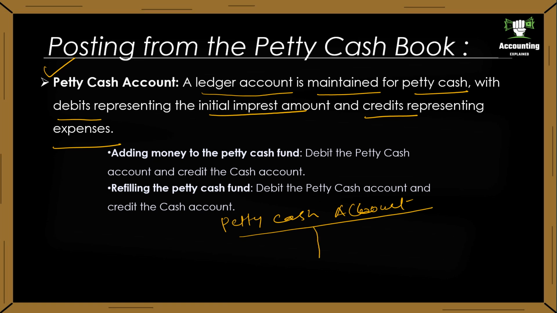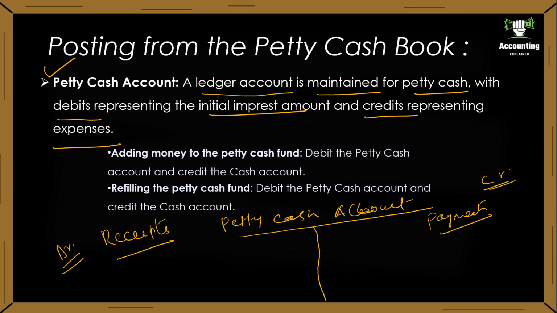This is similar to our cash account. On the left side, all the receipts will be entered. On the right side, all the payments will be entered. First, we will see the receipt side. So this is your debit, this is your credit. We are going to see only the debit side now.